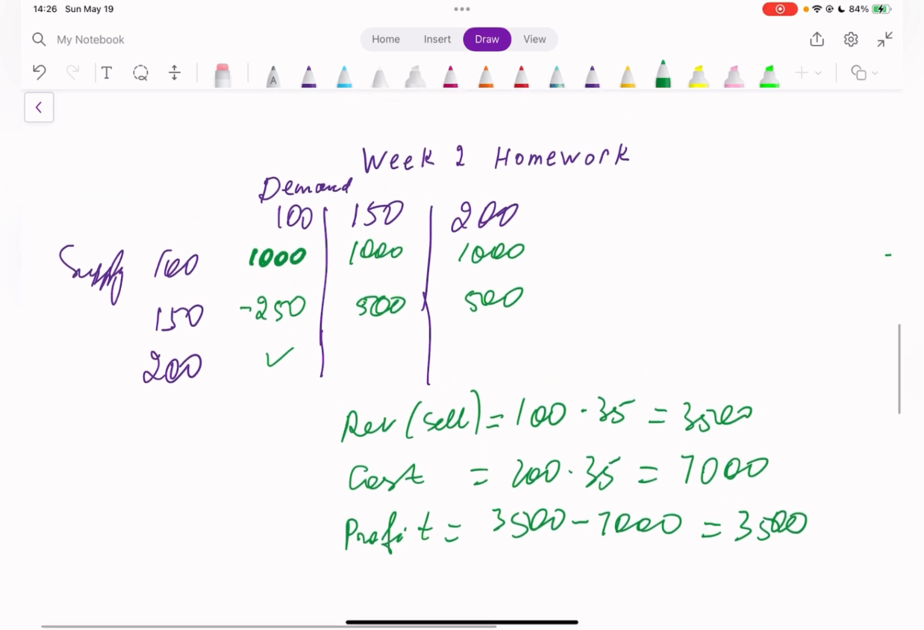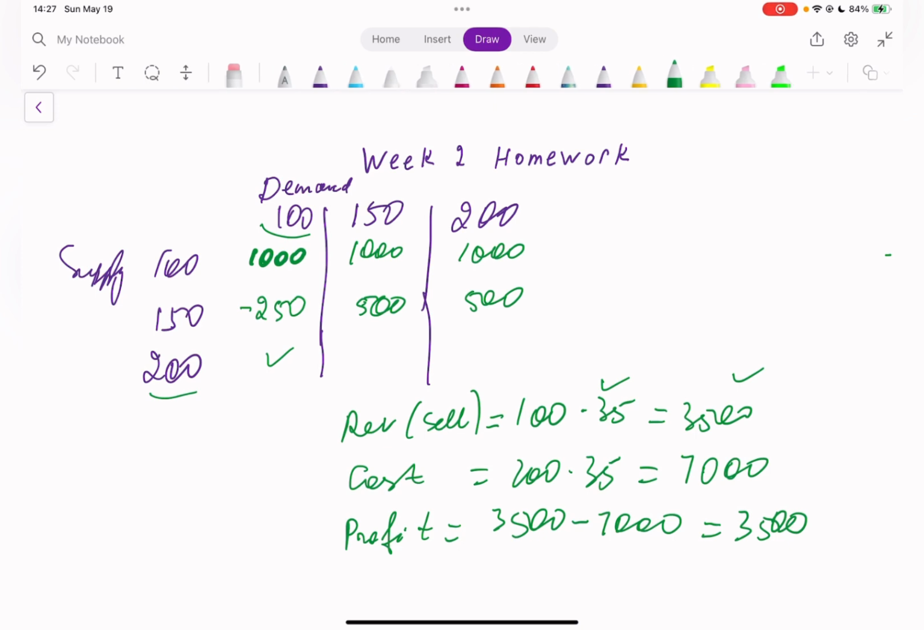Because our demand is 100, but we supply 200, it doesn't matter that we have 200. We can sell only 100, correct? So this 100 times price, 35, is what we get. But cost, how much money we put in, because we have 200, then, oh, I'm sorry. For cost, it has to be 25. One second. 25. Did I make the same mistake here? No, correct. That's good. 25.